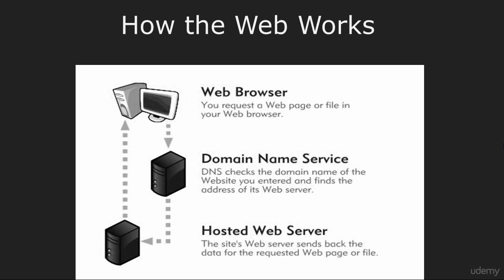First you request a web page in your web browser, and DNS checks the domain name of the website you entered. And then the web server sends back the data for the requested web page. A web server is just a piece of software running on the operating system of a server that allows connections to access a web application. The most common web servers are Apache and Tomcat. These servers have normal directory structures like any other computer.